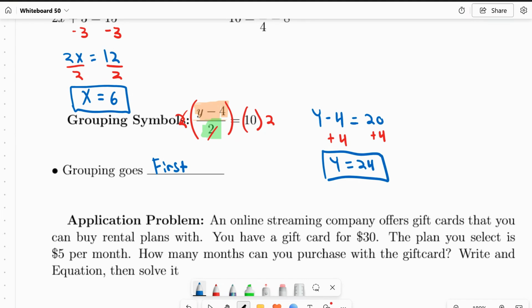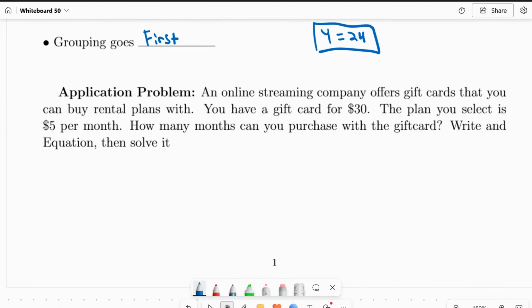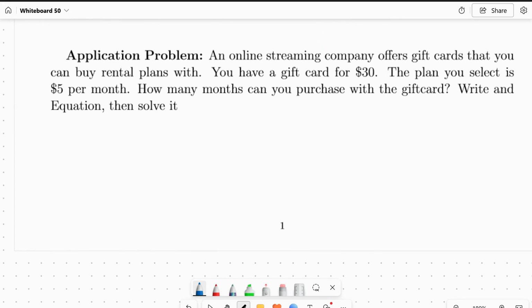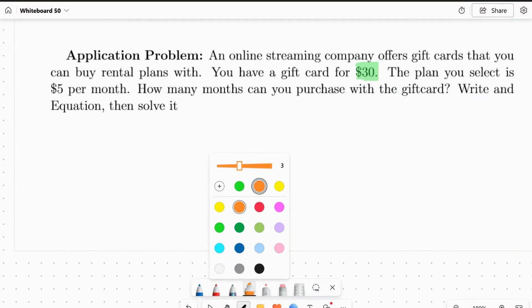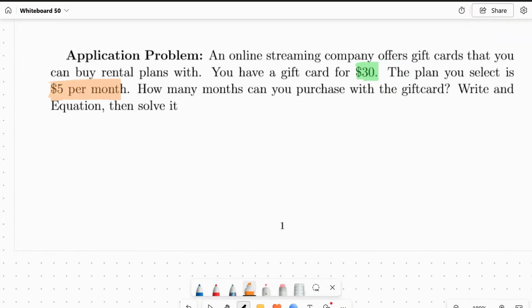So the last couple questions we have in the notes are 2 story problems. So I'm going to do the first one in the notes video here, and I'll save the second one for class. So let's read this and highlight key information. An online streaming company offers gift cards that you can buy rental plans with. You have a gift card for $30. The plan you select is $5 per month. How many months can you purchase with the gift card? Write an equation and solve it.